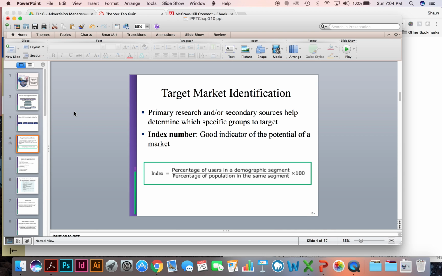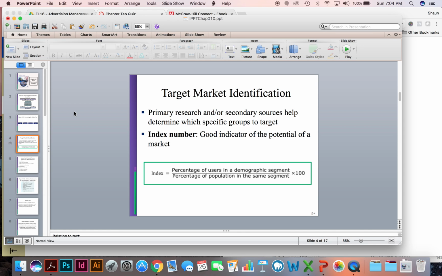Target market identification. This happens when primary research or secondary sources help determine which specific groups to target. Obviously, you have a group of different segments that you can target. It's important that you choose the right one. Now, one of the tools that we use to determine this is called index number. This is a good indication of the potential of the market.